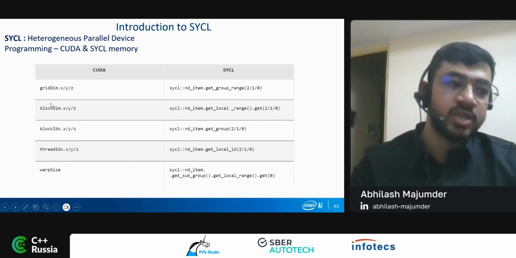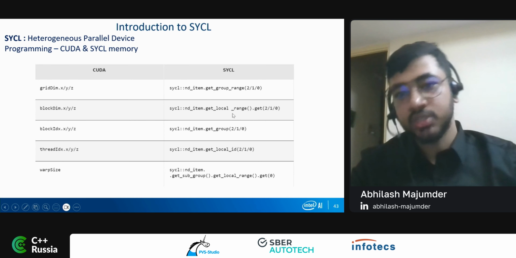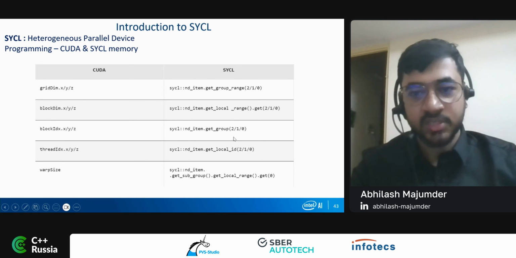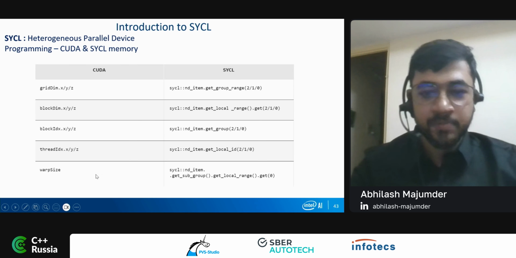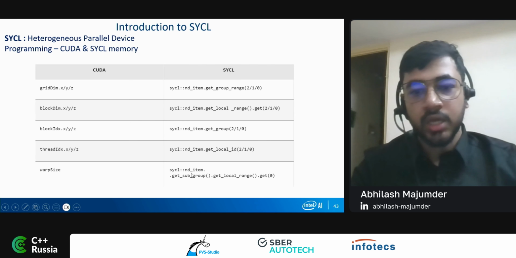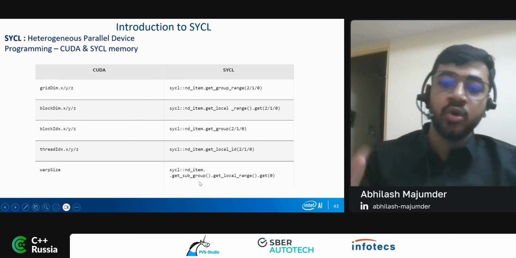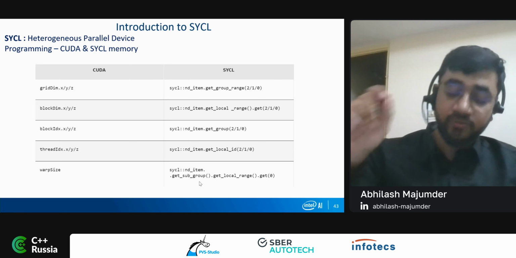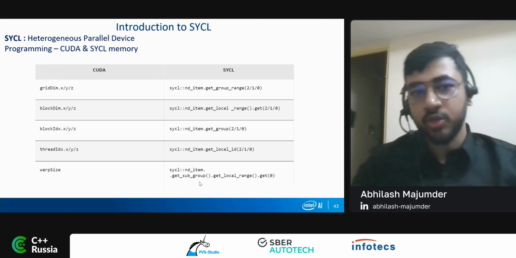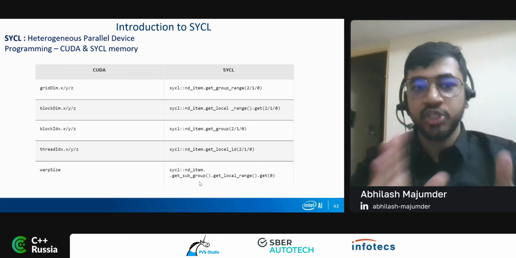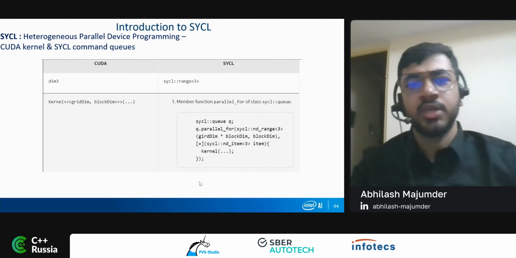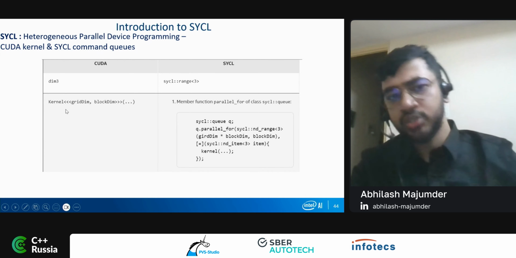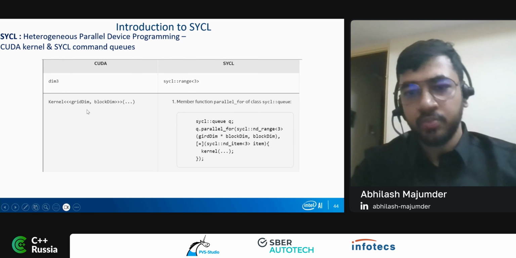So the corresponding translations are like so. Group range indicates grid dimension. Block dimension is local range. Block IDX is get group, thread IDX is get local ID, and warp size, which is another parameter in CUDA, is represented by get sub-group, get local range. So you are getting the first local range ID for that particular sub-group. This is just a nomenclature you will see in auto migration. When you use the DPCT toolkit, you are going to migrate this kernel to a SYCL queue.